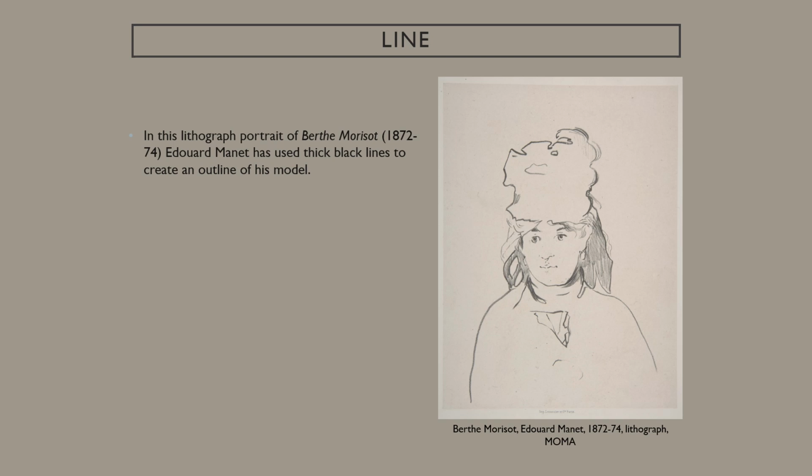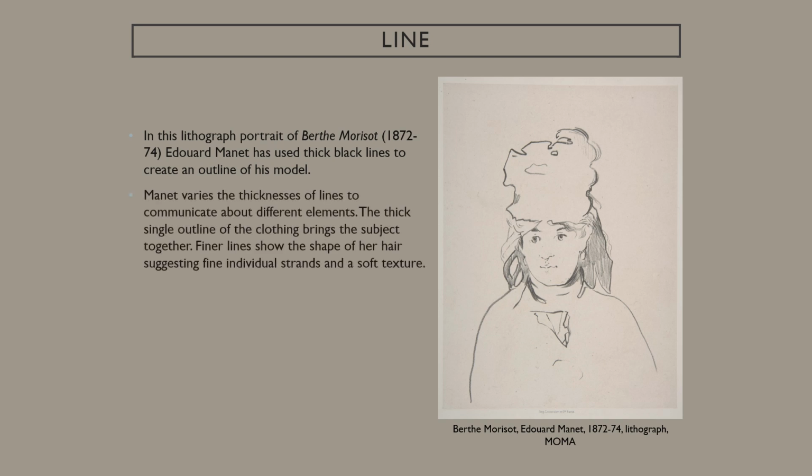And if we look at it next to a picture of Berthe Morisot, then we can actually see that it's a very realistic rendering, right? So by varying the thickness, Manet is able to communicate different elements of this composition. So this thick single outline brings the subject together, and the finer lines show the shape of the hair, and we even get the sense of the individual wisps of hair coming out. So again, art doesn't have to be complicated to be great.